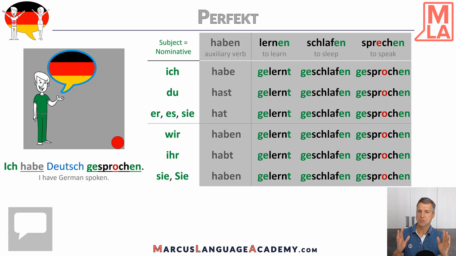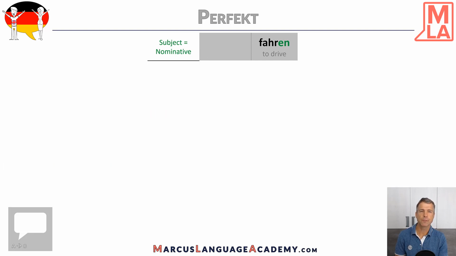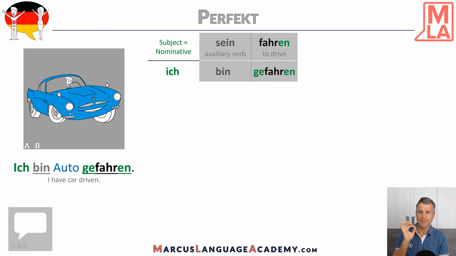Okay, so that's a little bit the perfect, no? But there's one other thing we need to know. Because if we have verbs like fahren, where we move from A to B, we apply a different auxiliary verb. We don't apply haben as an auxiliary verb. We apply sein. So here we would say, ich bin Auto gefahren. It's like I have car driven or I am car driven.